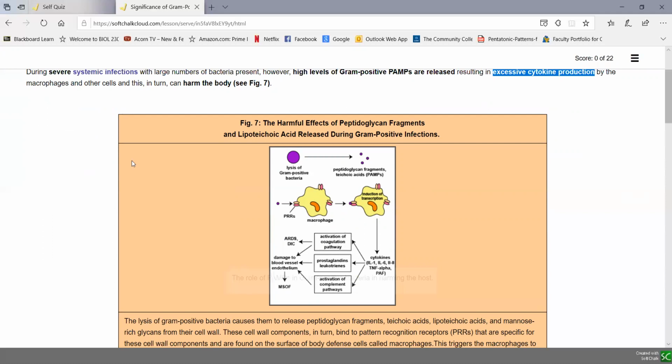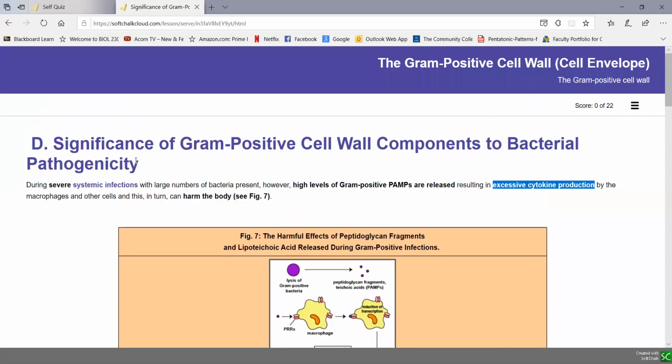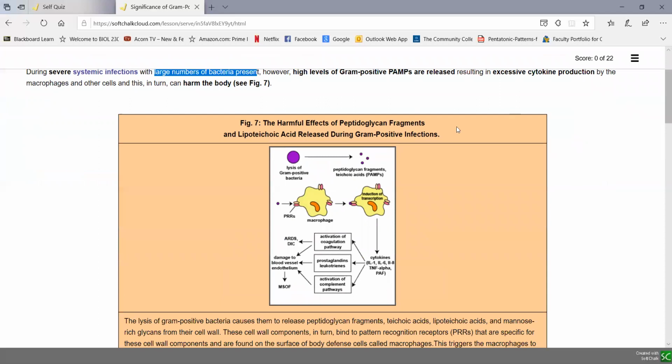When you have a fairly minor infection, then the PAMPs bind to the pattern recognition receptors, causing the release of inflammatory cytokines. You have a moderate cytokine production, a moderate inflammatory defense, and that sends defense chemicals and defense cells out to get rid of the infection. But if you have a large number of bacteria present, like in a severe systemic infection, then very high levels of PAMPs are released. When they bind to their PRRs on defense cells like macrophages, you get excessive cytokine production.